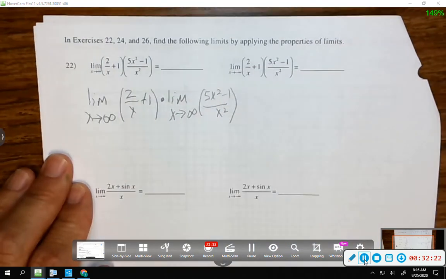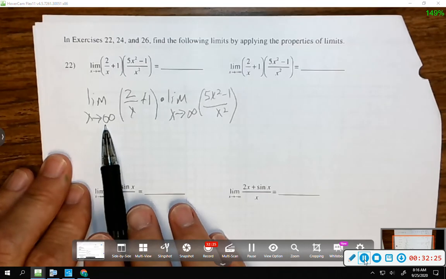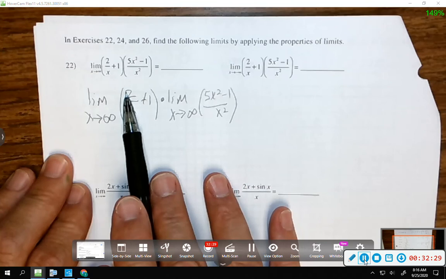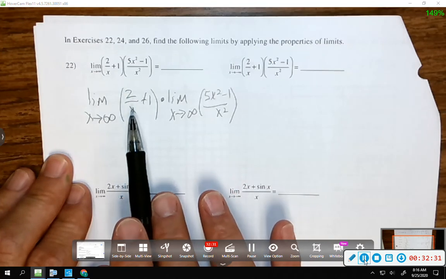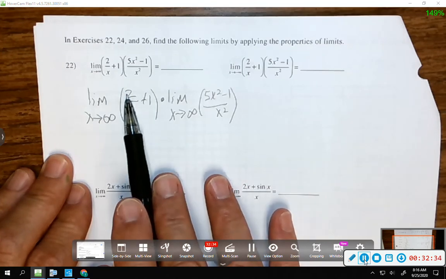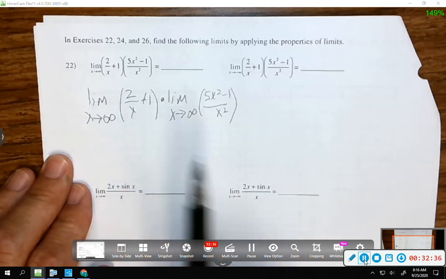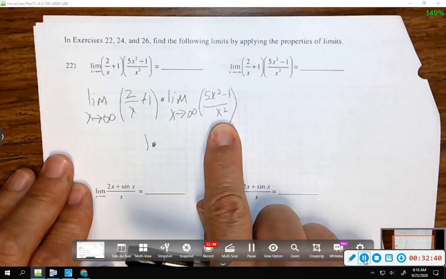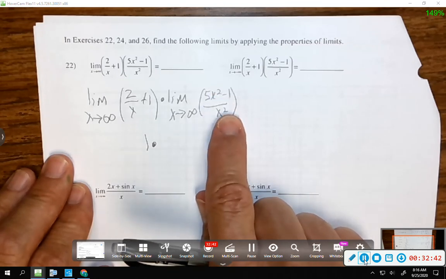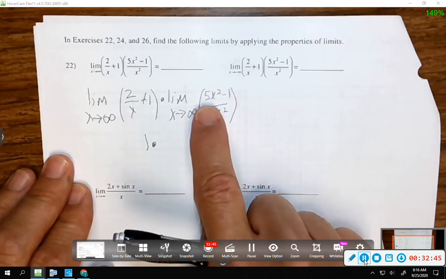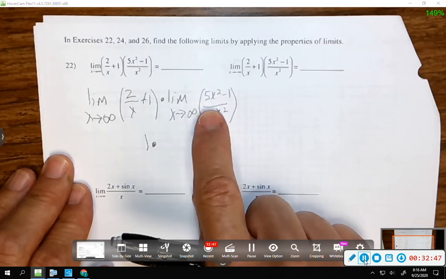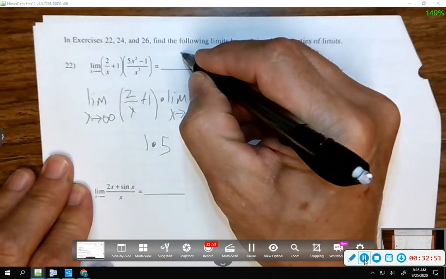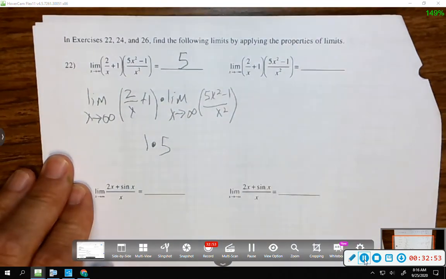Can I take this limit? Yeah. As x grows without bound, the denominator outgrows the numerator, so this goes to 0. 0 plus 1 is 1. We're looking at this rational situation. The degree in the numerator is the same as the degree in the denominator, so I look at the coefficients of those highest degree terms. 5 over 1 is 5, and 1 times 5 is 5. That easy. And a lot of you could do it without writing anything down.